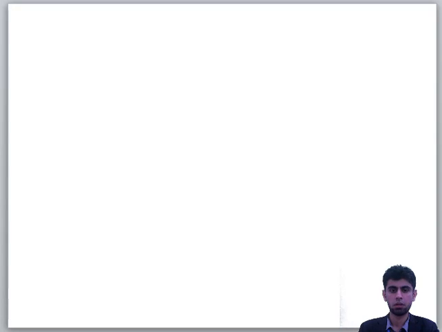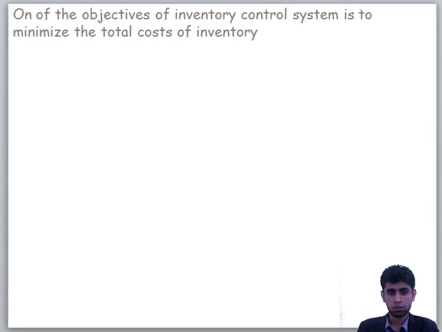We are going to continue our accounting for materials. Today we are going to learn how we can minimize the total cost of inventory. One of the objectives of an inventory control system is to minimize the total cost of inventory.